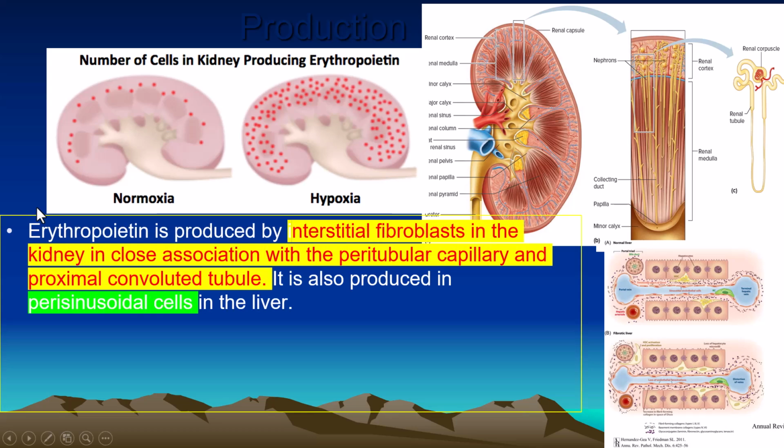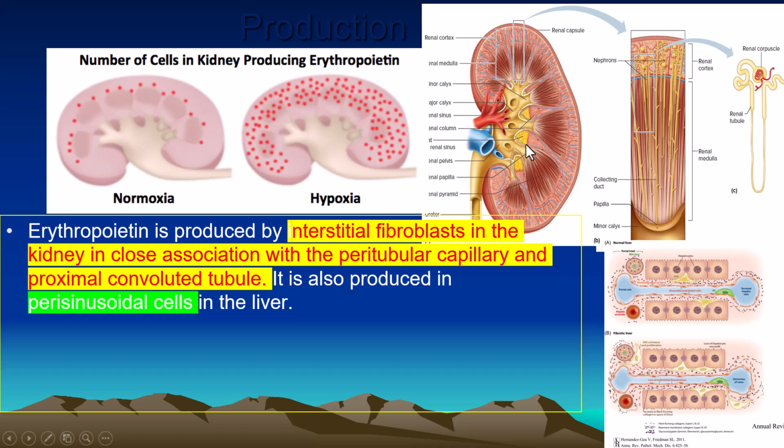Here in this picture you can see a cross section of the kidney, and you can see that in normoxia, fewer cells in the kidney are producing erythropoietin, but when there is hypoxia, more cells in the kidneys are activated and they produce erythropoietin, so the erythropoietin secretion is increased. Erythropoietin is actually secreted by the interstitial fibroblasts in the kidney in close association with the capillaries and proximal convoluted tubules.